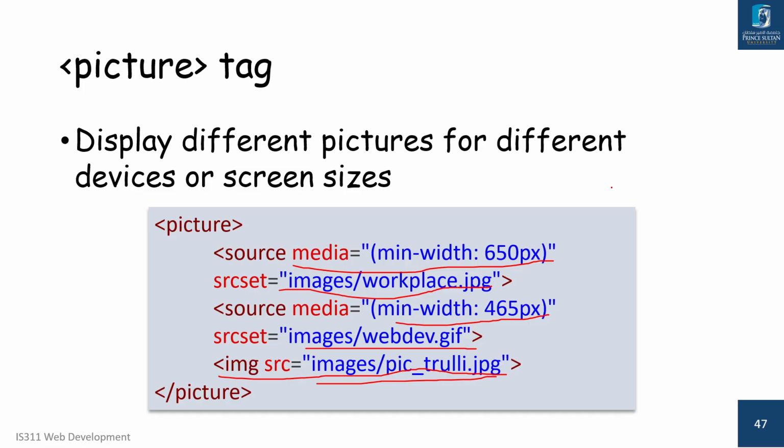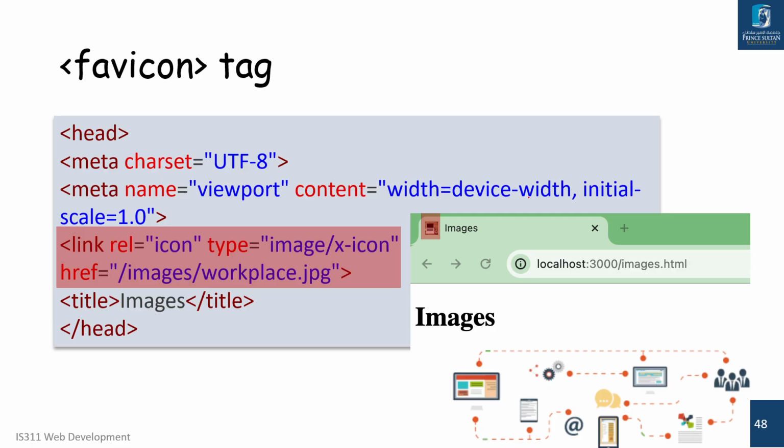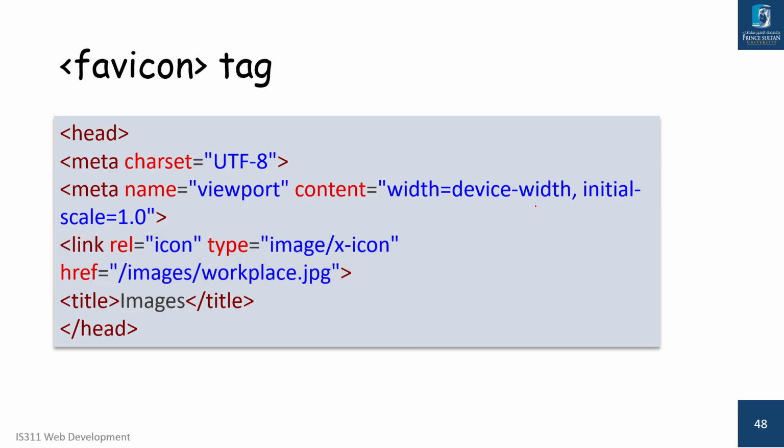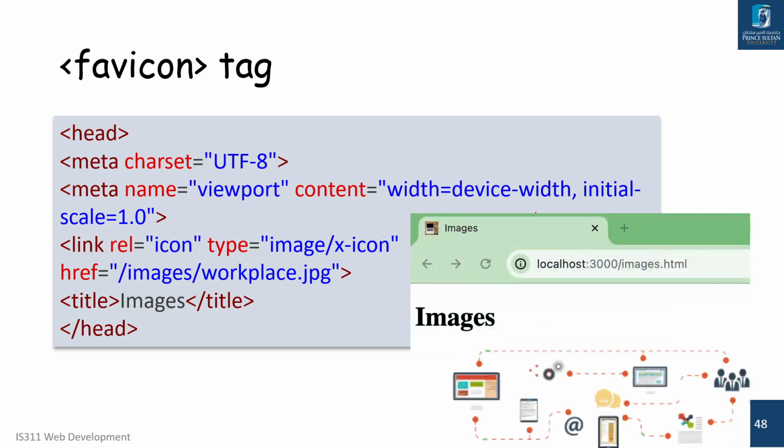Is it clear? So there is one image in our page, but we are showing different images based on the size of the screen. Is it clear? Yes. So the next thing is the fav icon.